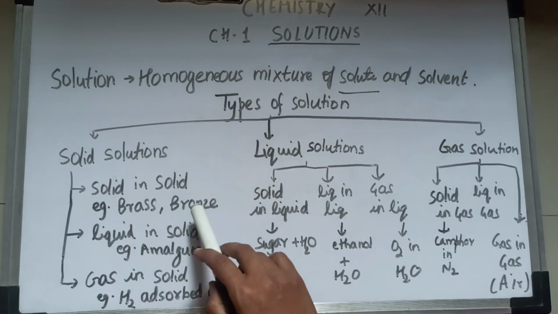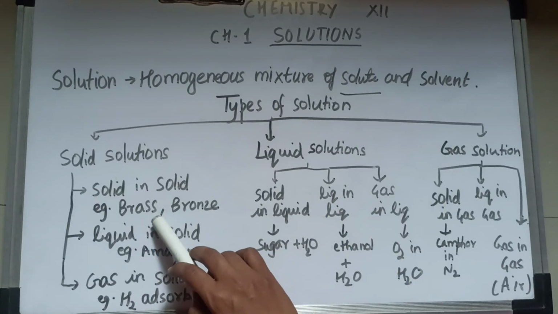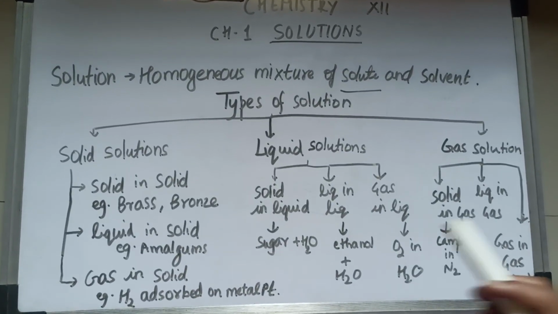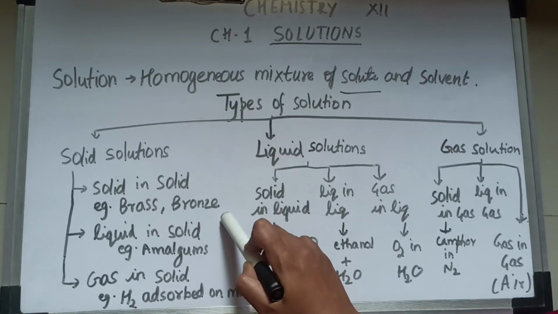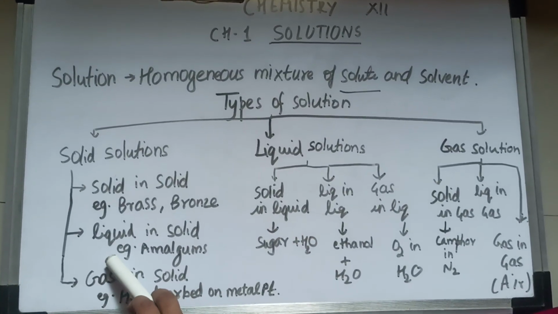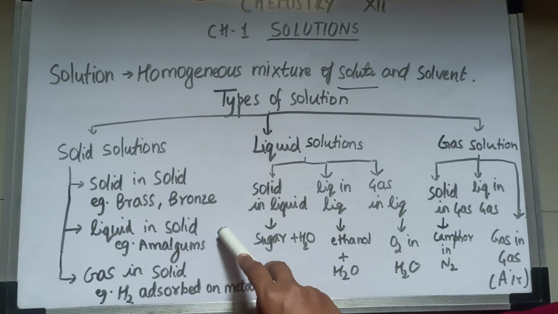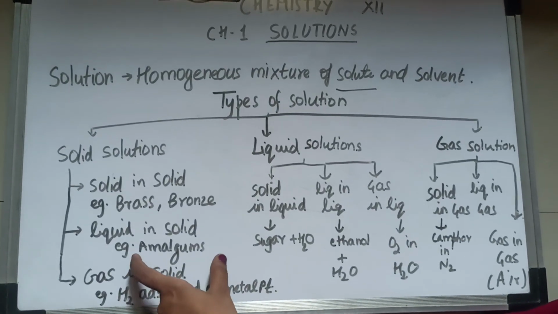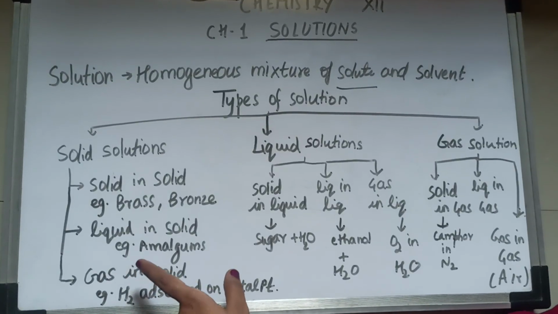For example, brass and bronze. Brass is nothing but it is an alloy of copper and zinc. Bronze is an alloy of copper and tin. Next part, liquid in solid. All the amalgams are going to be included in this. Amalgams means mercury dissolved in any other metal.